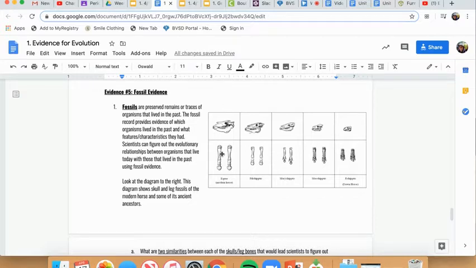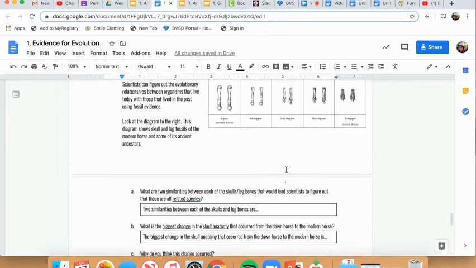So the first column here is the modern day horse. These are horses you're familiar with. The following four columns are the skull and leg bone fossils of some of the modern day horses' ancient ancestors. So you'll be using this diagram to help you complete this section.